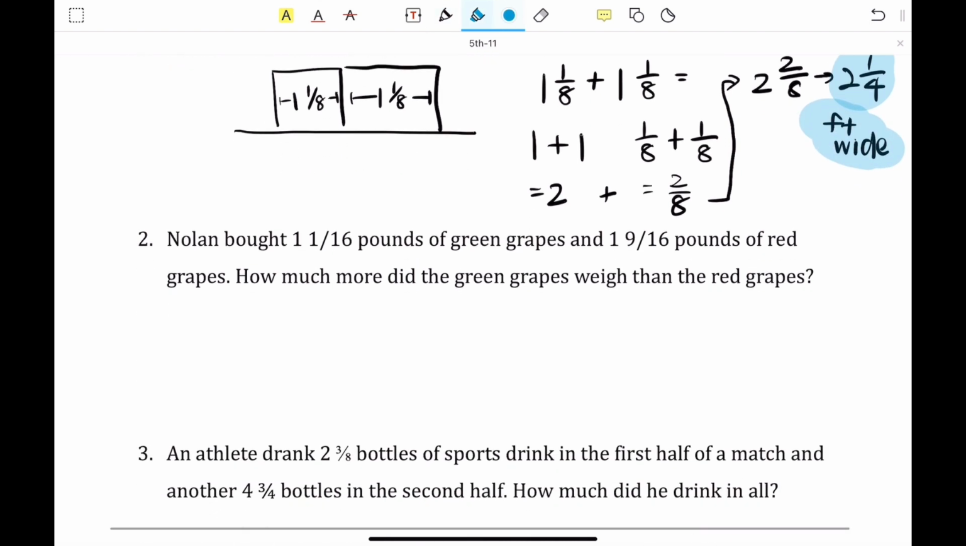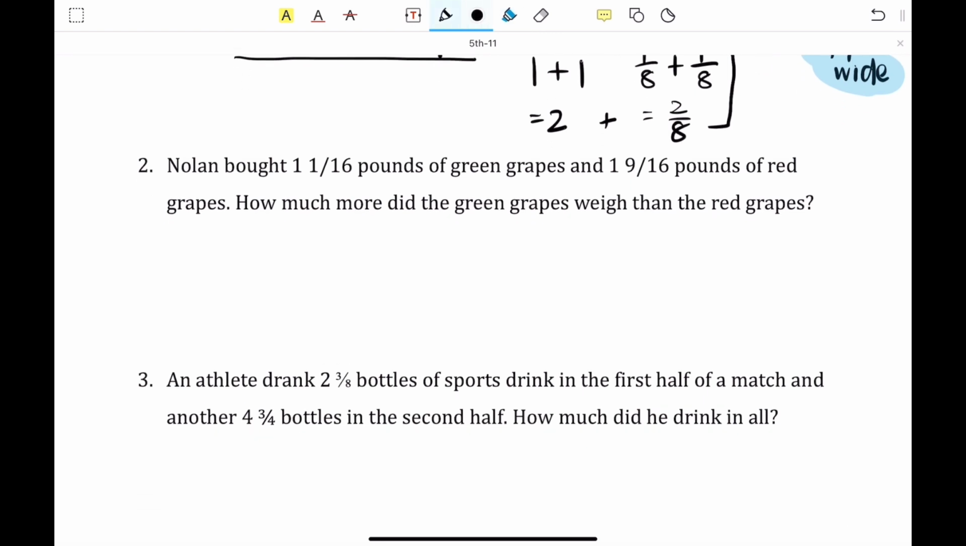And then for the other ones, you just have to determine whether to add or subtract. For number 2, there's an error. It should be how much more did the red grapes weigh than the green grapes.